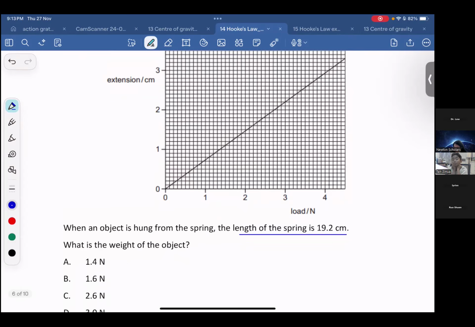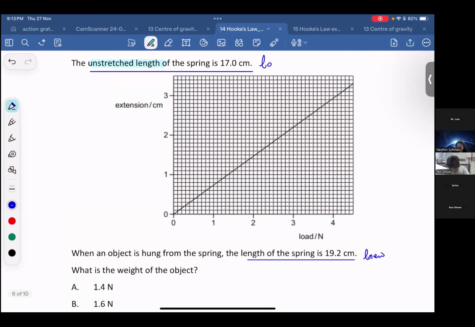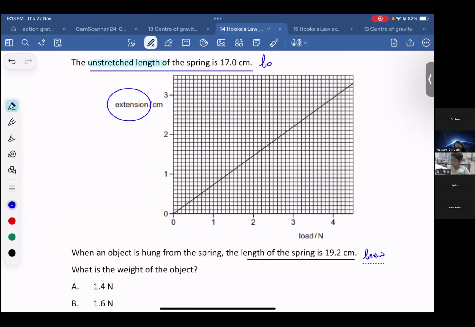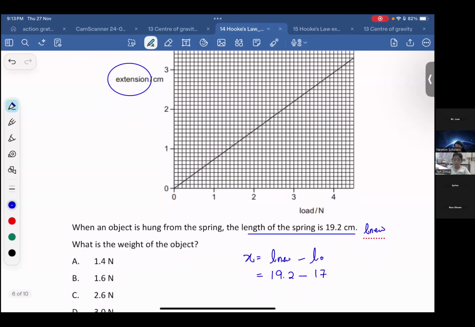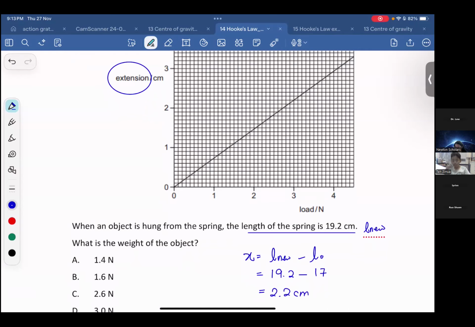Okay, here this is the new length. The graph is giving you extension, so we need to find the extension. Extension is new length minus original length. The new length is 19.2 minus 17, so your answer should be 2.2 cm. This is not our final answer yet. From here, we can get the answer from the graph.